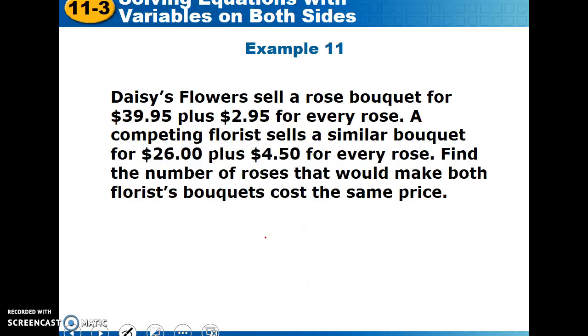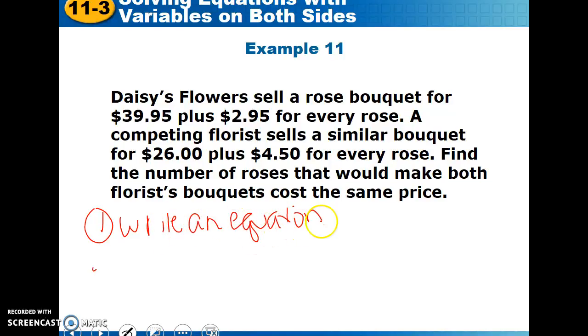Okay, so here I've got some word problems. You're going to be writing an equation first. So first you're going to write an equation. And then second, you're going to solve. So here we've got Daisy's Flowers sell a rose bouquet for $39.95 plus $2.95 for every rose. That's pretty important. Do we know how many roses right now? No, we don't know how many roses.